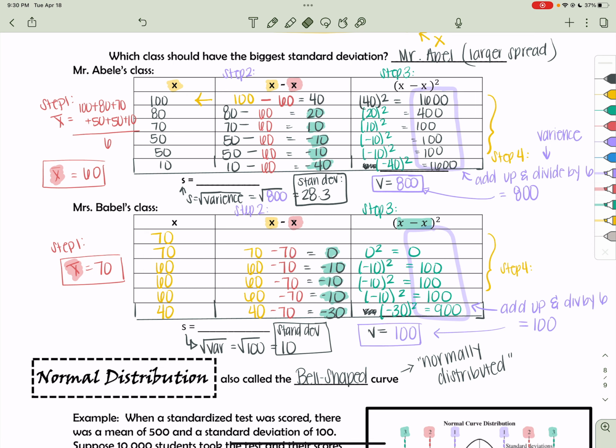here is Mr. Babel's class. And then let me do that first one to fill that in. 70 minus X bar is 70. It's going to give me 0. And then 0 squared is 0. All right, add all that up. Divide by 6 in this case. By add all that up, I mean add up all of these differences and then squareds. Add them up, divide by 6, and get a variance of 100. Take the square root of that and get a standard deviation of 10.